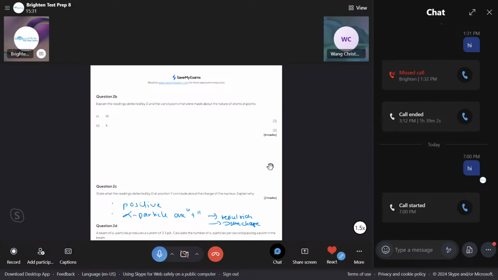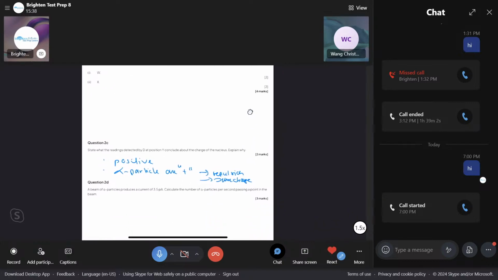Great. 2D. So we just jot it down. I is 3.5 picoampere. Would you know how much picoampere is if you go into powers of 10? Negative 12. Okay, so that's one thing.